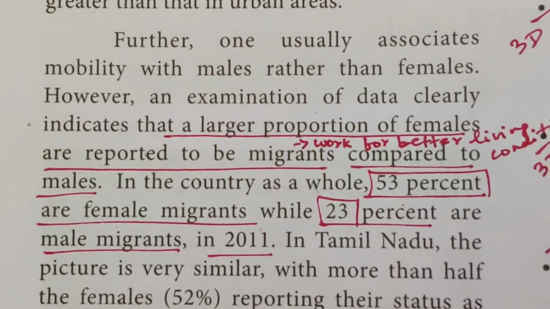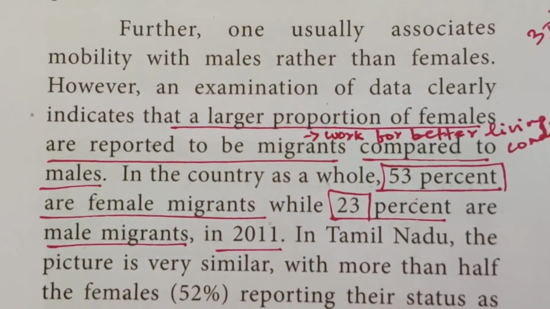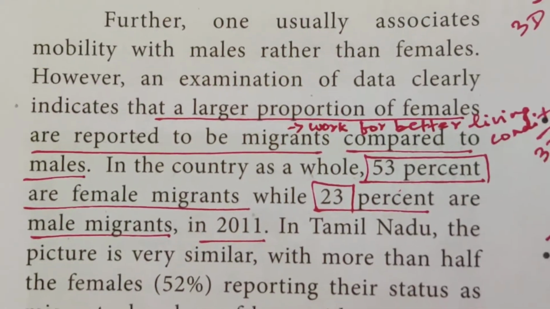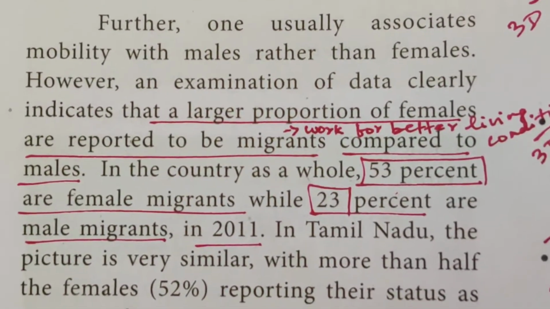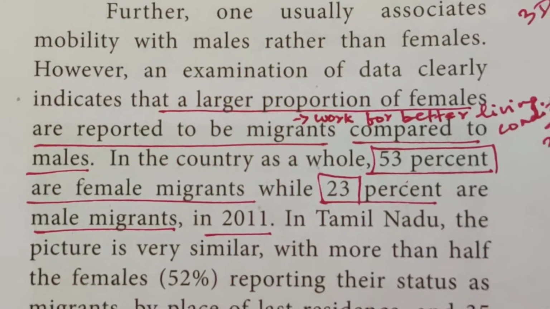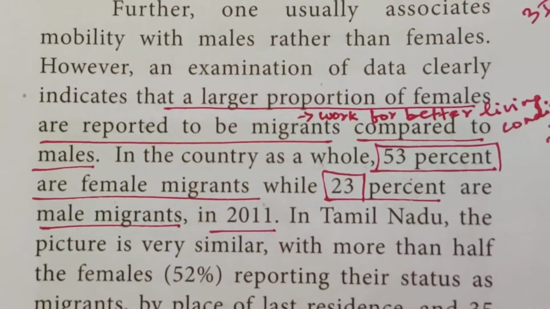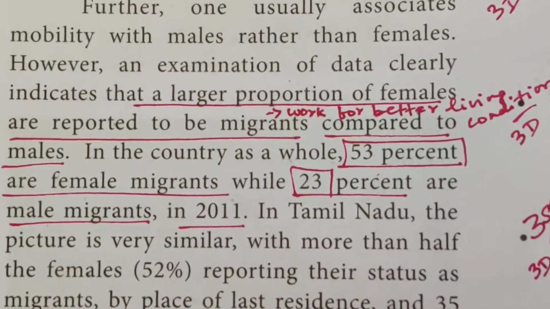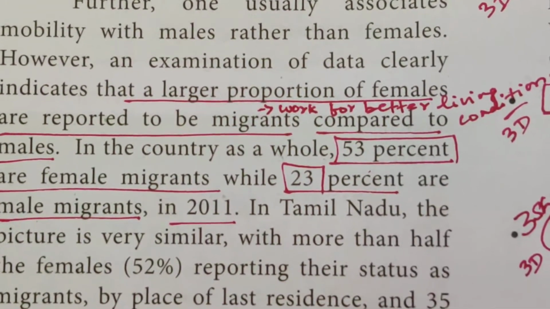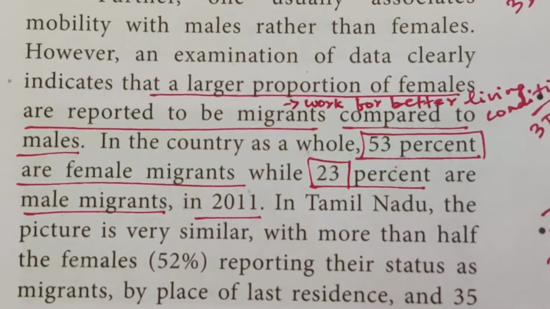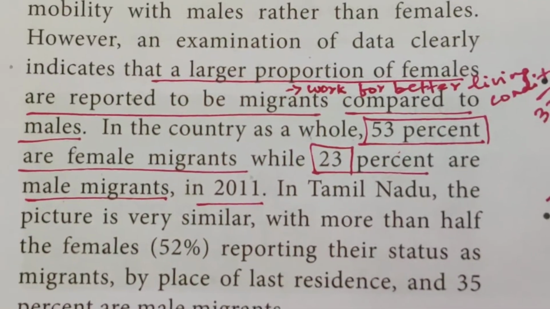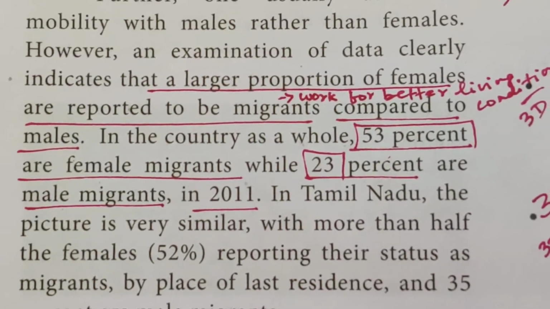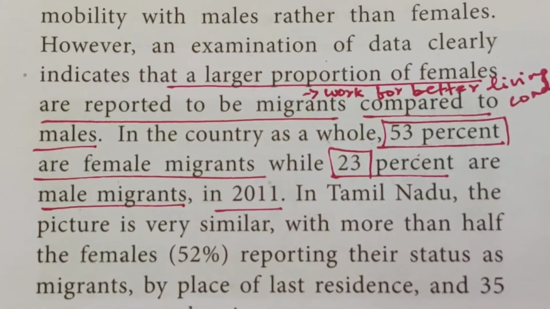Further, one usually associates mobility with males rather than females, isn't it? We used to compare male and female. However, an examination of data clearly indicates that a larger proportion of females are reported to be migrants, people who move for better living conditions, compared to males. Females are more in number. For better living conditions, they are searching for jobs.